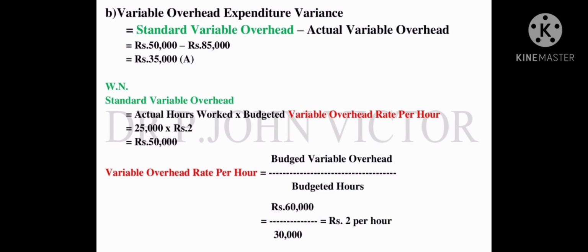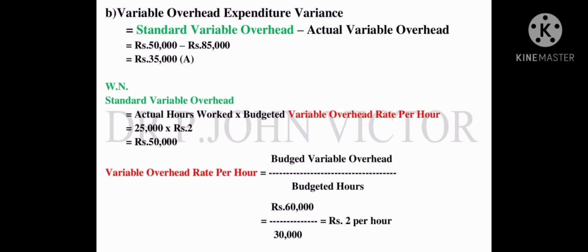The budgeted variable overhead rate per hour is red in color, so we calculate the value, that is budgeted variable overhead divided by budgeted hours. Budgeted variable overhead value is 60,000 rupees and budgeted hours is 30,000 hours. So that means rupees 2 per hour is the variable overhead rate per hour. Now this value is applied in the standard variable overhead. Actual hours worked 25,000 hours into variable overhead rate per hour, which we calculated as rupees 2. So the total standard variable overhead value is rupees 50,000.